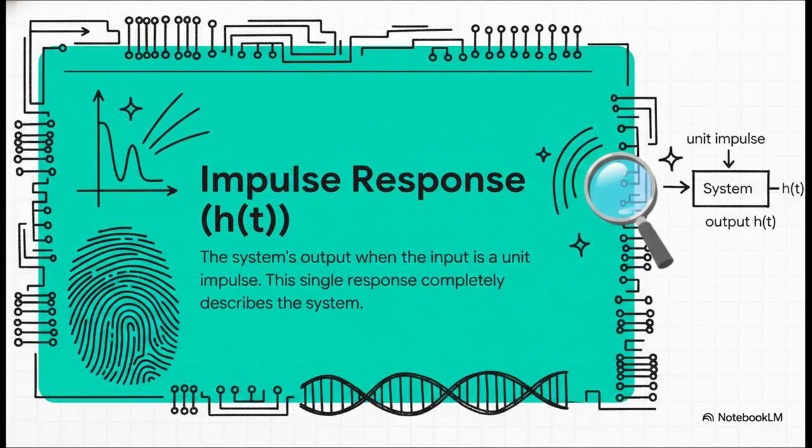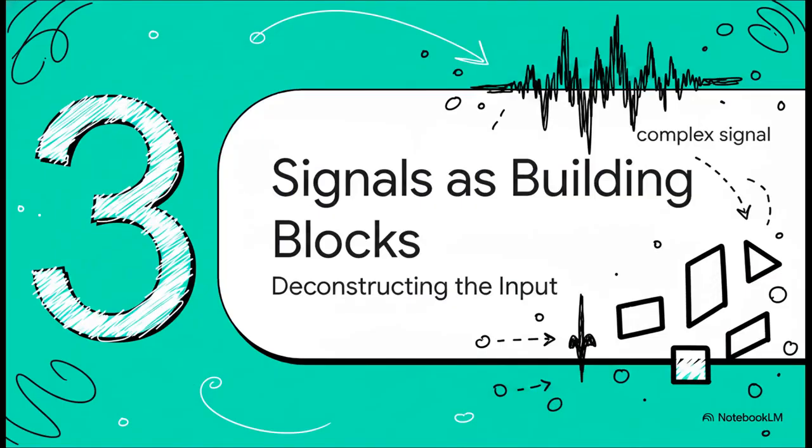The best way to think about it is like this. Imagine you give the system one single sharp kick, bam, like striking a bell with a tiny hammer. That's the impulse. The way the bell rings out and then fades away, that's its impulse response. That single sound contains the complete DNA of the bell. For our LTI system, this one response tells us literally everything we need to know. So we've got the system's fingerprint.